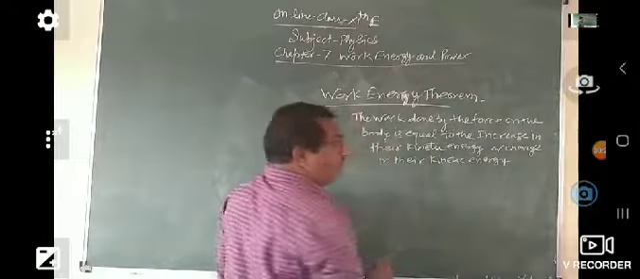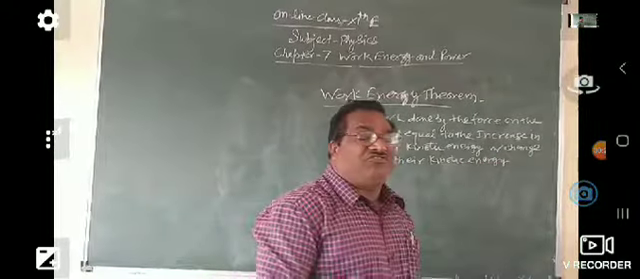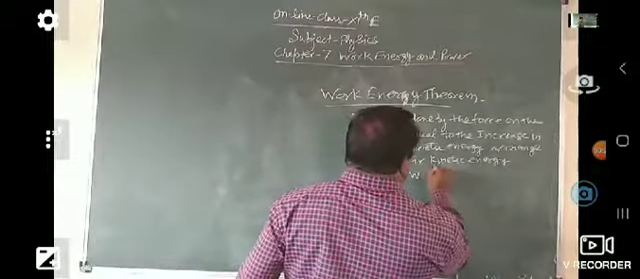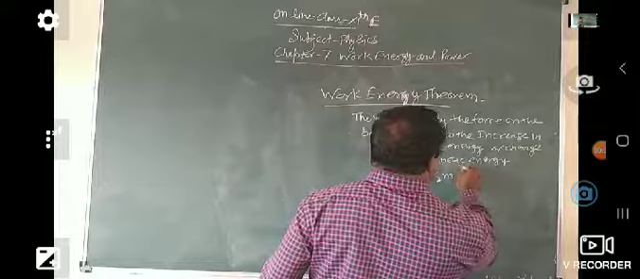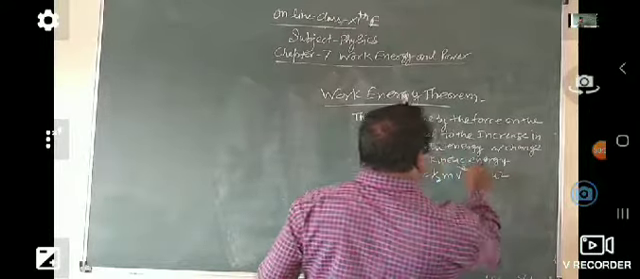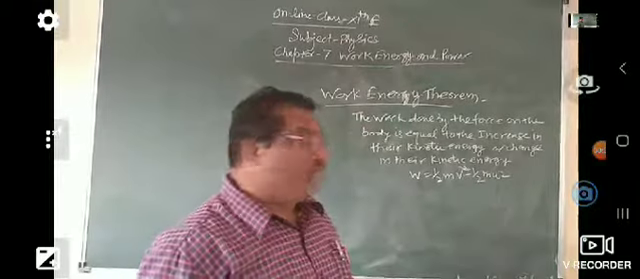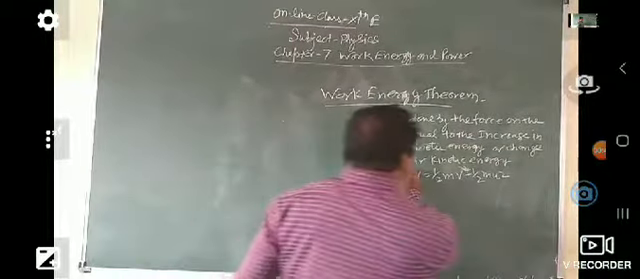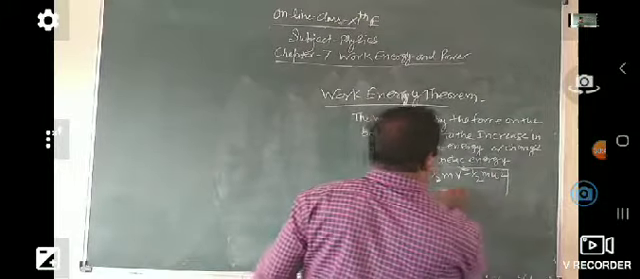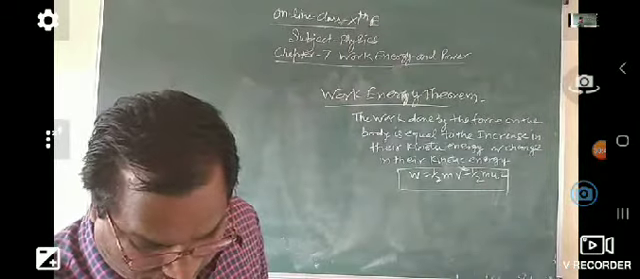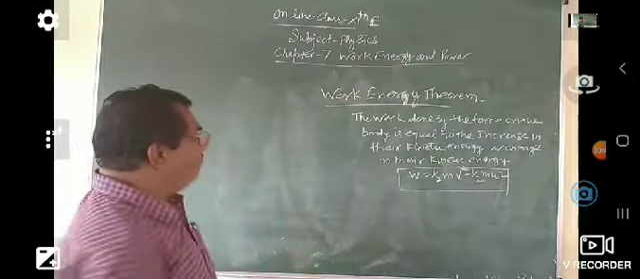So the mathematical form of the statement of the work energy theorem is that W equal to half mv square minus half mu square. It is the mathematical statement of the work energy theorem. And how can we prove it? W equal to half mv square minus half mu square, you have to prove it. So here, how can we prove it?